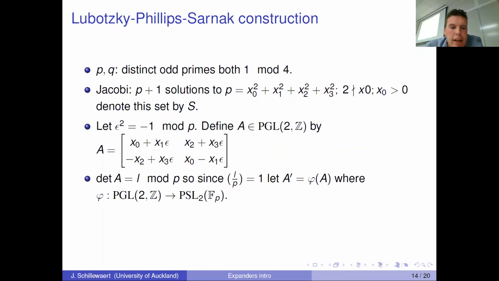The determinant of A is l modulo p. Well, this is easy to see. Look at the determinant, you get x0 squared, and then you get minus x1 squared epsilon squared, but epsilon squared was -1 mod p, so that gives you x0 squared plus x1 squared. And then if you add the two others, you will get plus x2 squared plus x3 squared, but that was equal to p.